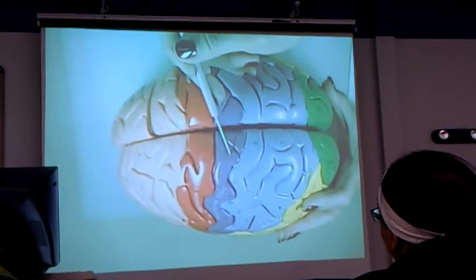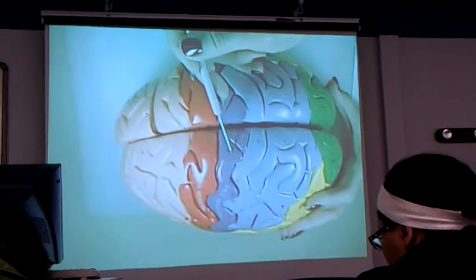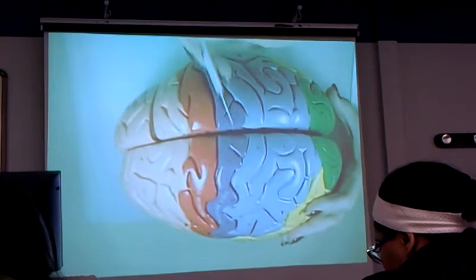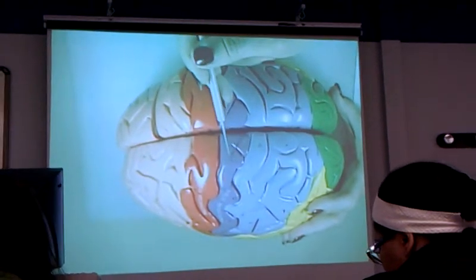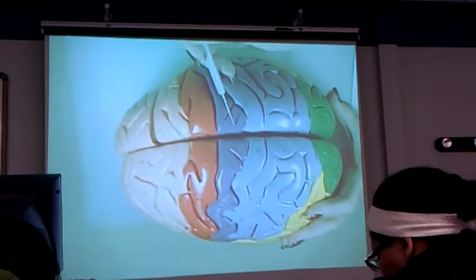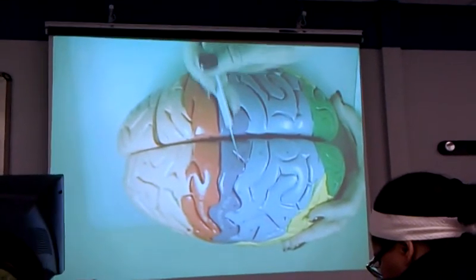Okay, the next is the post-central gyrus. Post means behind, gyrus means raised area. So it's the raised area behind the central sulcus. So this is the post-central gyrus, the dark purple raised area.